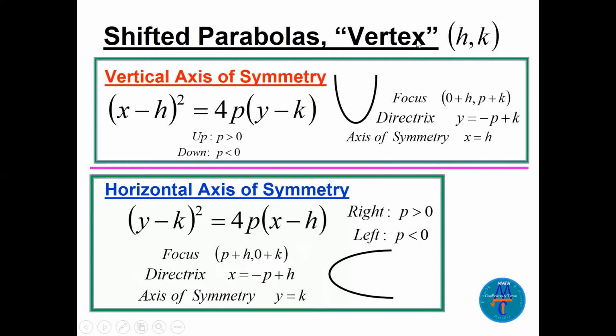In both cases, we have the vertex, the important point. Every parabola has a vertex, (h, k). h goes with the x, x minus h, and k goes with the y, y minus k.